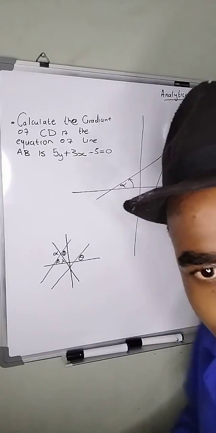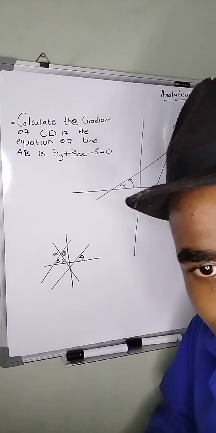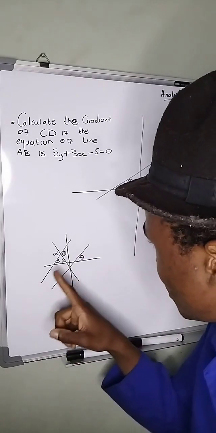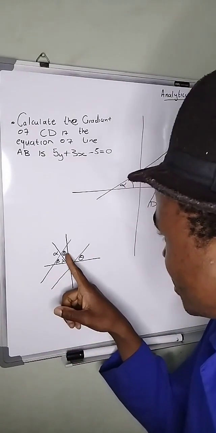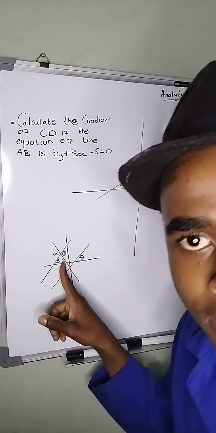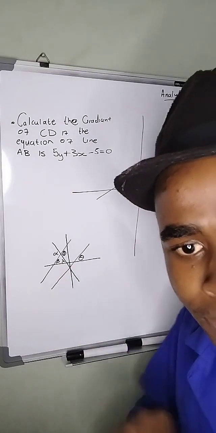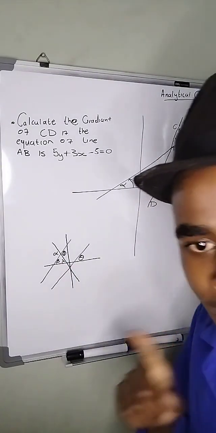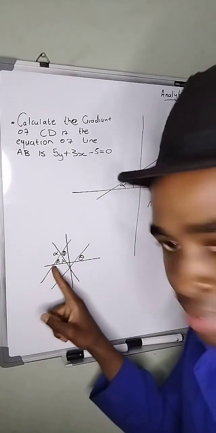Okay, yeah, theta, omega, beta and lambda. Theta and beta.